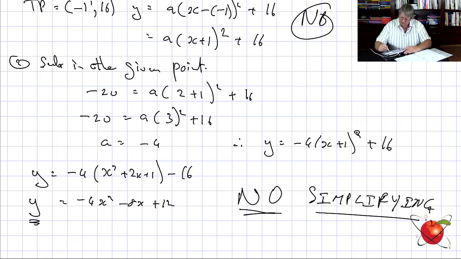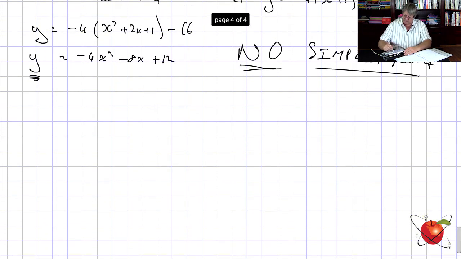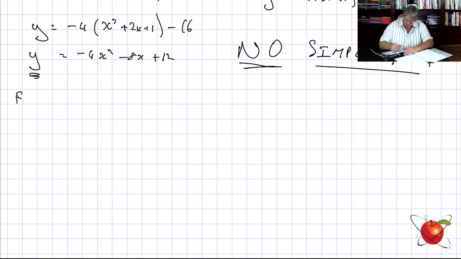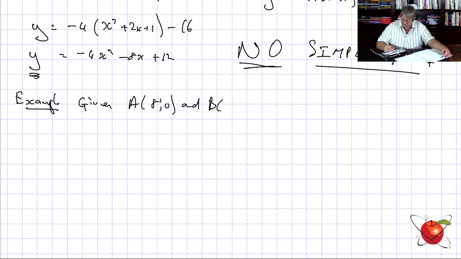All right, let's do another example. Take a different one. Here's an example here. Given A, 8 and 0, and B, 4 and 0, and C, 1 and 42. Find the equation of the parabola.